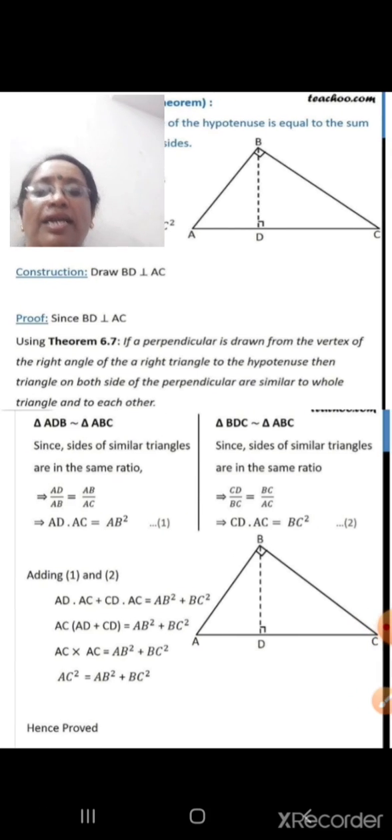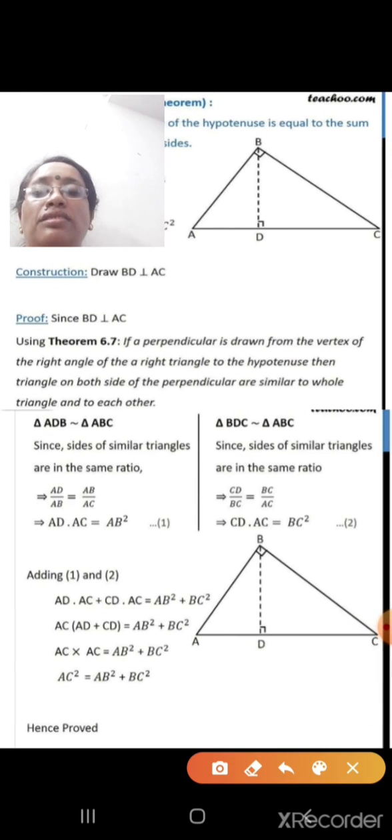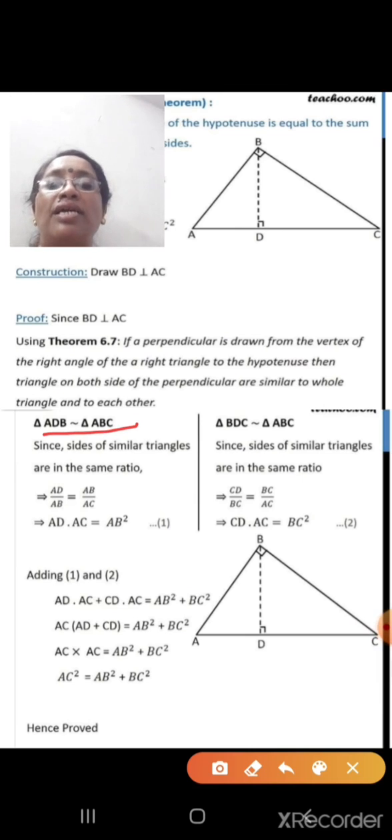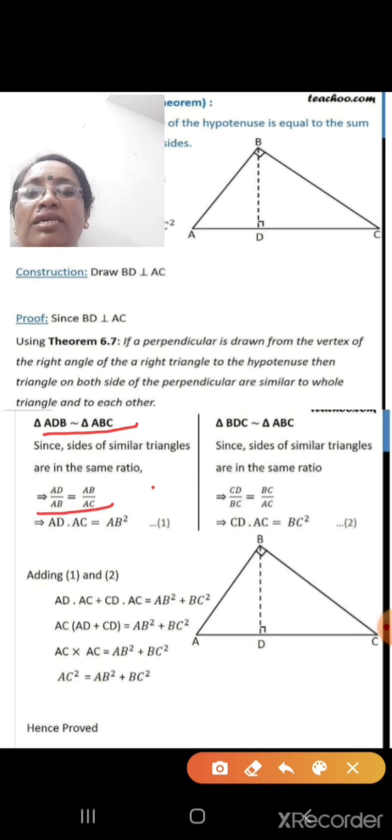ADB and ADC. First you have to consider ADB similar to ABC. You know that if two triangles are similar, their corresponding sides are in the same ratio. That is, since the sides of similar triangles are in the same ratio, we can write AD by AB equal to AB by AC.